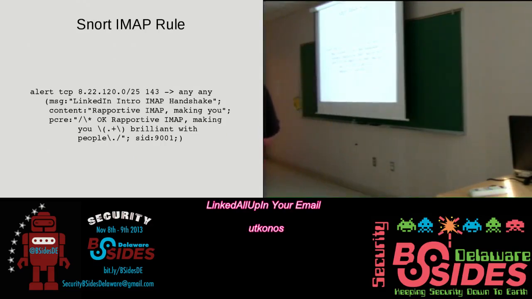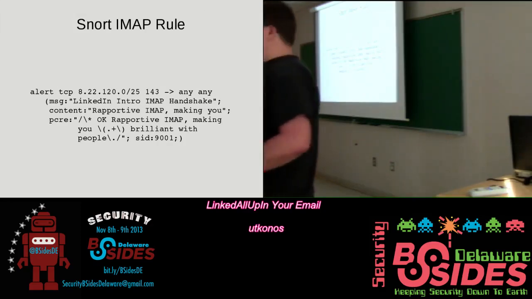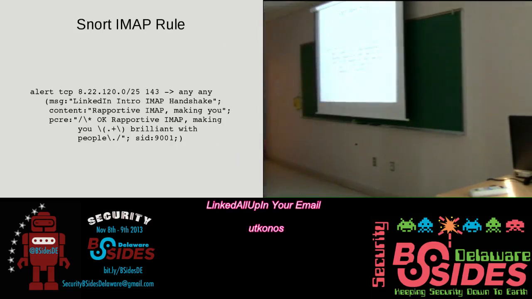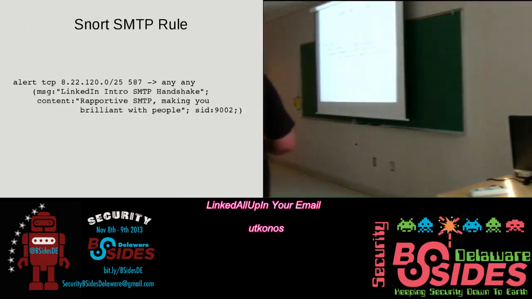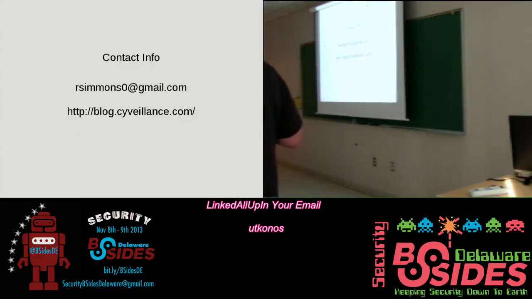And then what I've done here is I've got a message telling you what it is that we're detecting, and I've got the content. And then this is a regular expression because they include your IP address in the middle of their message. So I put in a little regular expression to remove that, so it'll detect it no matter what IP address they're coming from. And then the Snort SMTP rule is a little bit more simple because they don't have your IP address sitting in the middle of the part that I'm detecting.